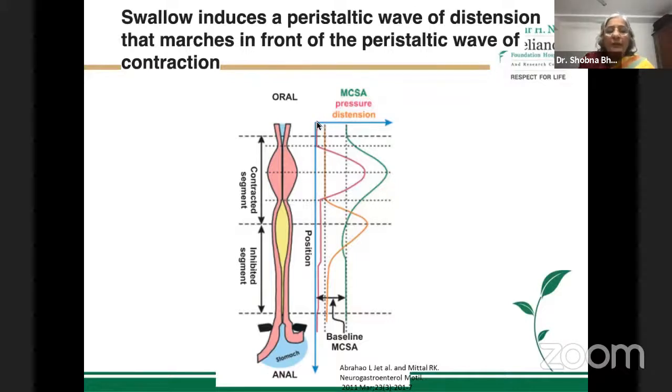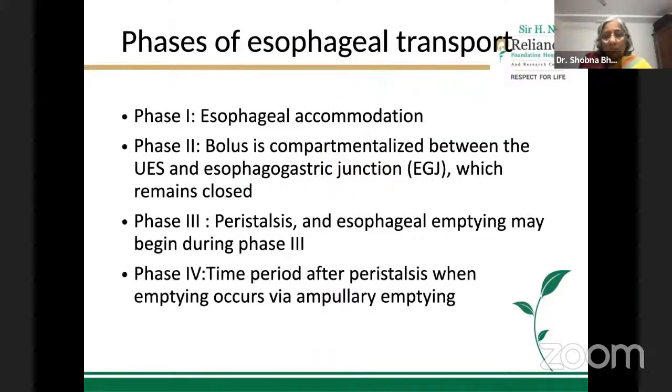And if you look at the cross-section of the muscle, you find that the cross-section of the muscle is maximum at the point of contraction, but the distension of the esophagus is maximum at the point of the bolus. Now, based on this and a few other studies that came up later, the group from Chicago actually divided the phases of esophageal transport, that means starting with the smooth muscle of the esophagus up to the lower esophageal sphincter, into 4 phases.